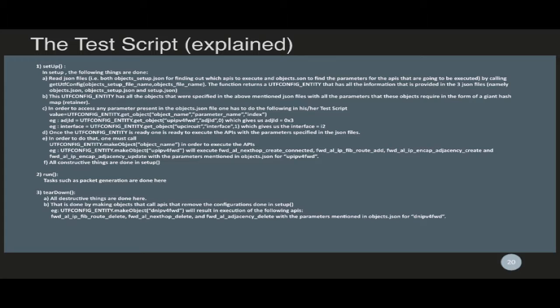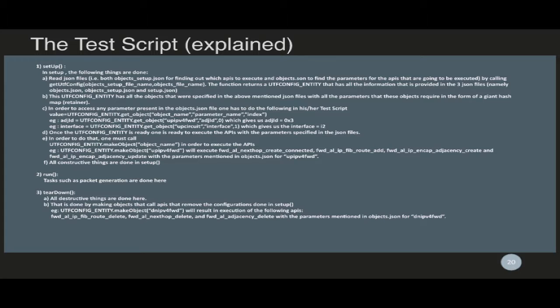The function returns a utf-config underscore entity that has all the information that is provided in 3 JSON files, namely object setup, objects, and setup.json. This config entity has all the objects that were specified in the above mentioned JSON files with all the parameters that these objects require in the form of a giant hash map retainer. Retainer is actually internal to the UTF infrastructure, and there is a way to access that, which I'll be going through next.